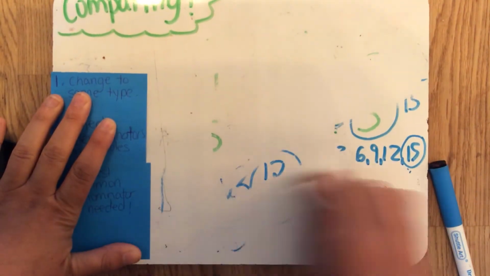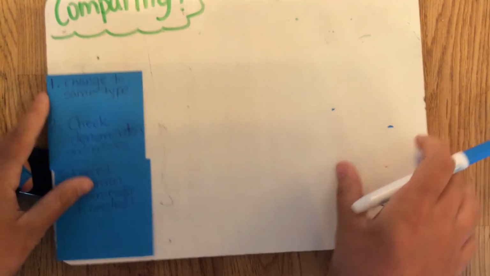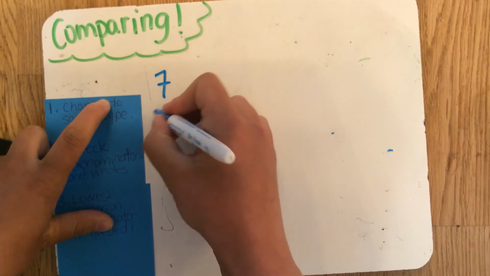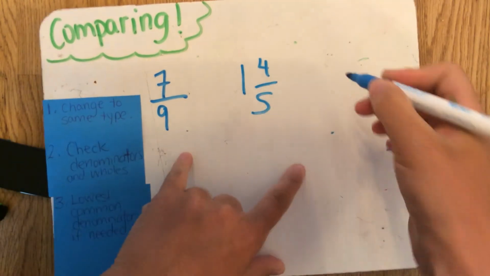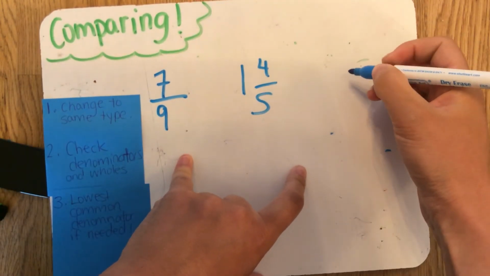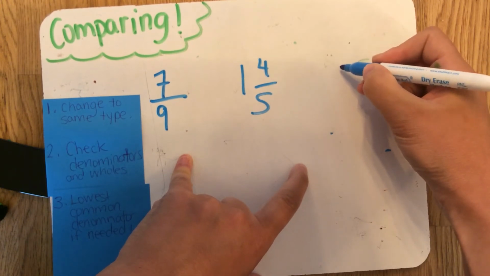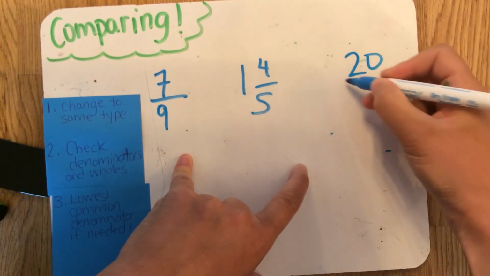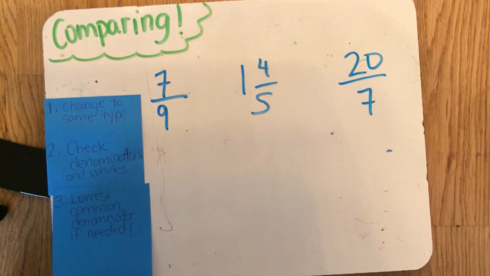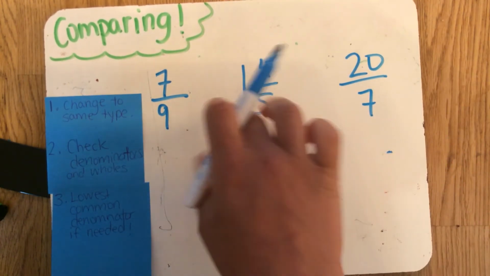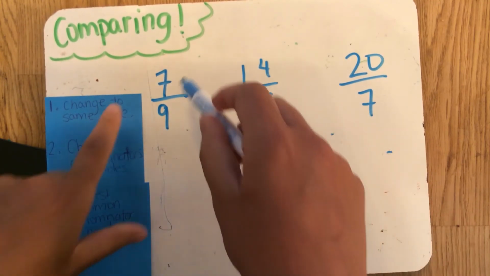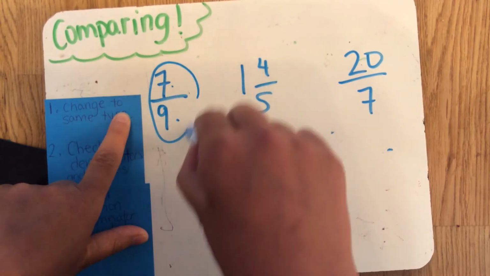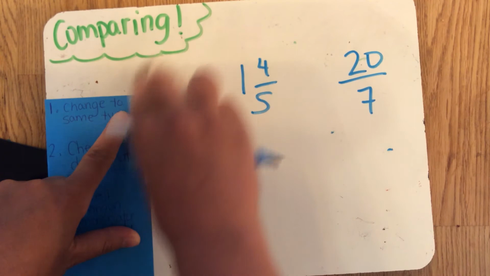I am just going to quickly do one more example for anyone who wants a little more. So 7/9 versus 1 4/5 versus, let's do 20/7. Well, actually, let's see, we might have bigger wholes. So this 7/9 is actually less than 1. I think I meant to do that the other way. Let's do 9/7.